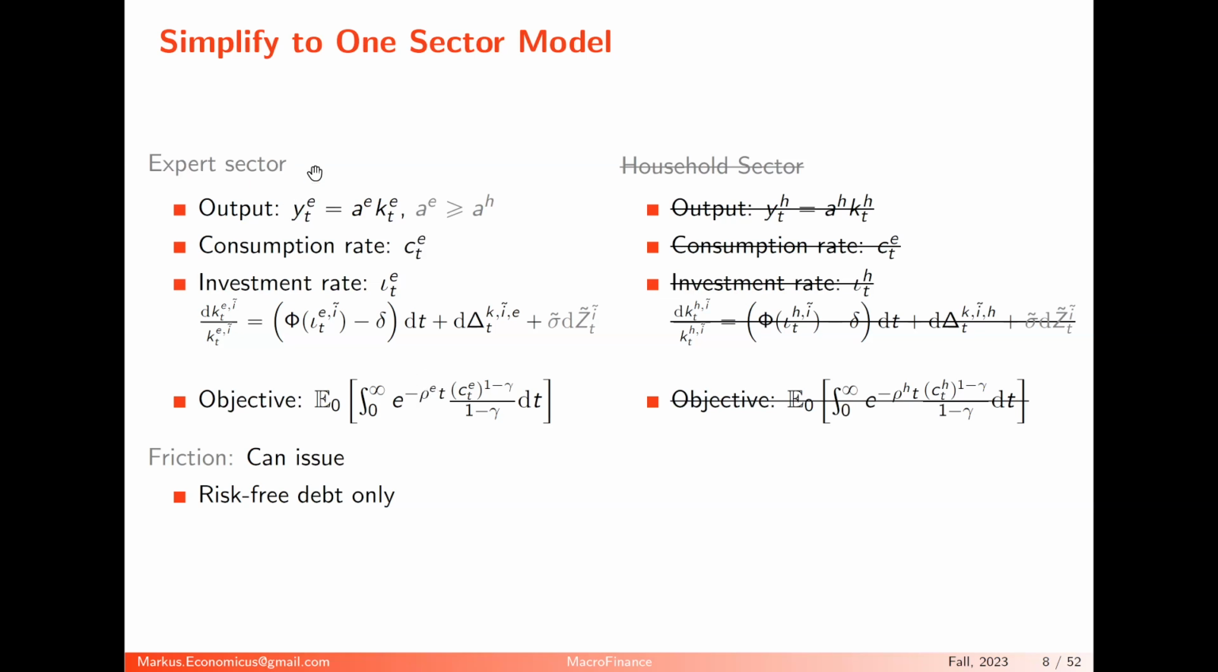And so the expert sector cannot issue anything to the household sector now because there's no household sector. So they can issue risk-free debt if they want to. They can also buy risk-free debt from each other. Okay. And then everybody has the same time preference rate, and everybody has a constant relative risk aversion utility function, okay, with a gamma. And often I will go first to the log utility case and then to the constant relative risk aversion utility case. Okay, so it's simpler than before.